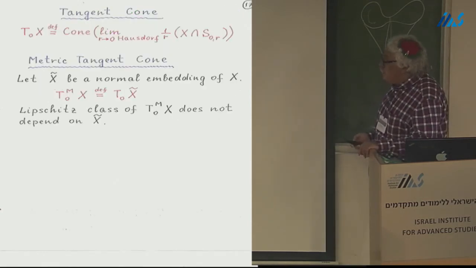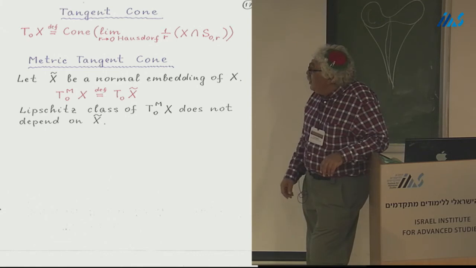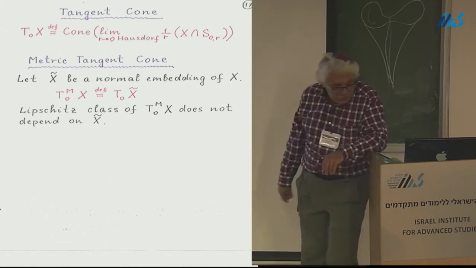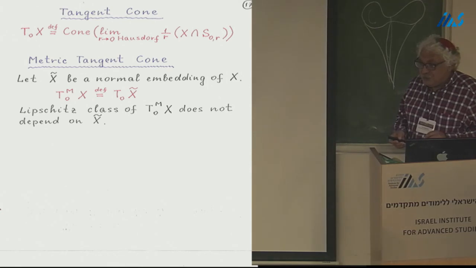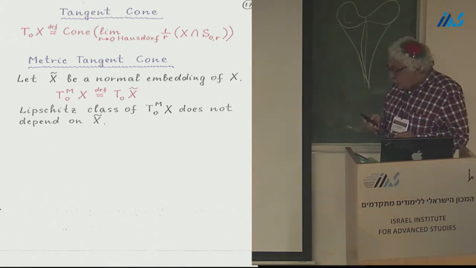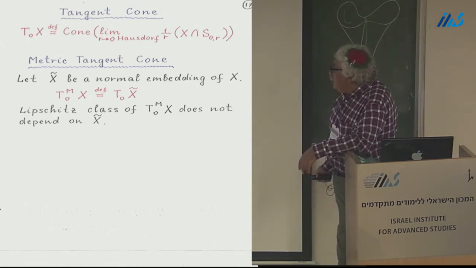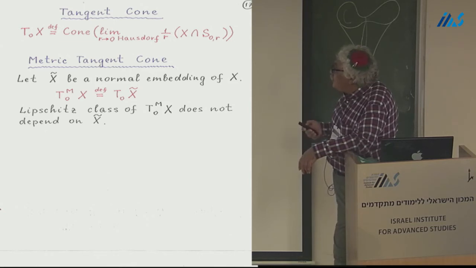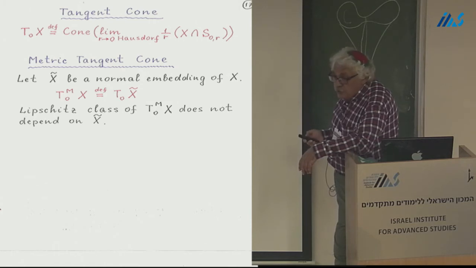Okay, then I will switch to some proofs, and this will be basically the main figure of the proofs. The main figure of the proofs is a tangent cone. I just remind you, I made this definition, and this is just a Hausdorff limit of the normalized sections by a small sphere, right?